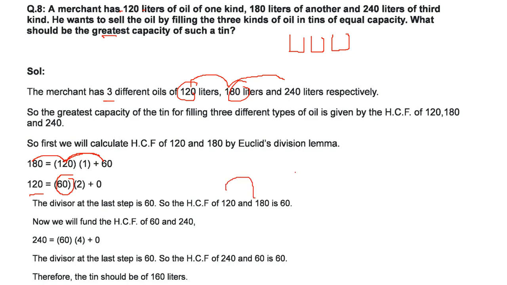Now what do we do? We have already got the HCF of these two numbers, so we'll take this HCF and 240 and try to find out the HCF of these two numbers. That will be the final HCF, or the capacity of the tin. 240 can be represented as 60 into 4 plus 0. So we get a 0 at the very first time. 60 is our divisor, so 60 is the HCF. Each tin should be of 60 liters.